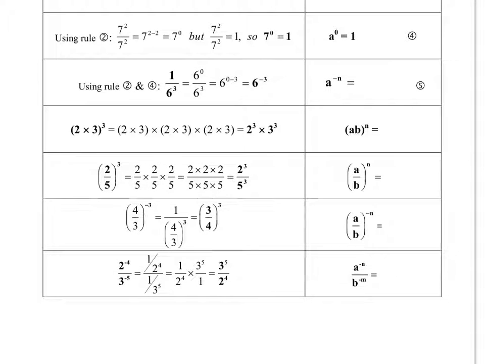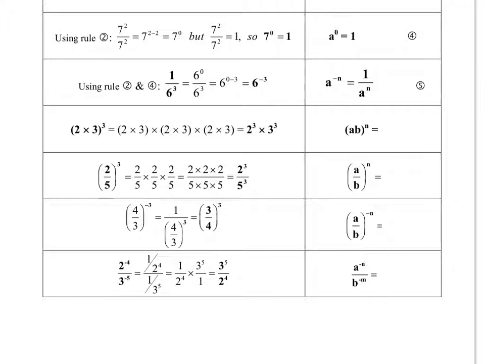Now just continuing on a little bit. If you have negative powers, and this is something that often confuses people, it's the same as having 1 over whatever the positive power would be. You can see here that 1 over 6 to the power of 3 is like 6 to the power of 0 divided by 6 to the power of 3. So it would be 6 to the power of 0 minus 3. So it makes sense for 6 to the power of negative 3 to be the same as 1 over 6 to the power of 3. So more generally, if you have a to the power of minus n, that's just the same as having 1 over a to the power of n.